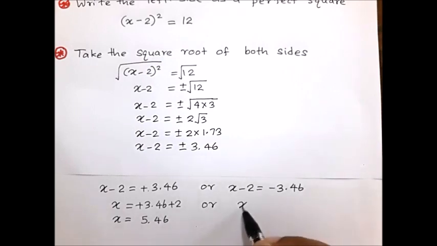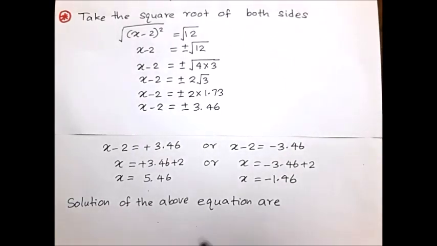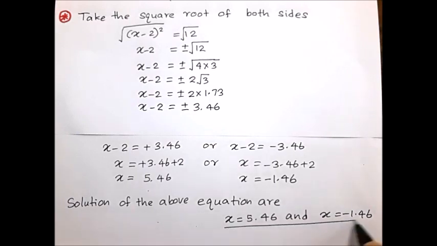Here, take minus 2 to the right hand side, it is plus 2. The value of x here is negative value, positive value. Subtract these two and put the sign of minus. It is 1.46. Now there are two values we obtain by solving the above quadratic equation. The solutions of the above equation are x equals 5.46 and x equals minus 1.46. This is the answer for the first example.